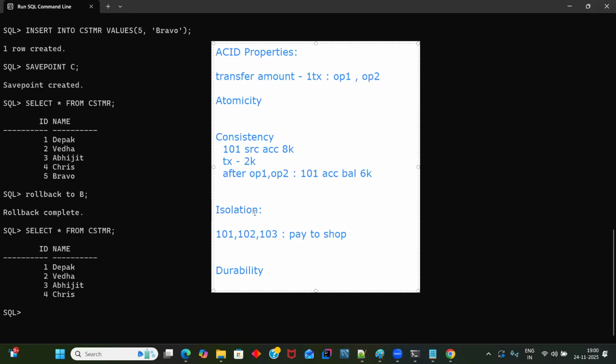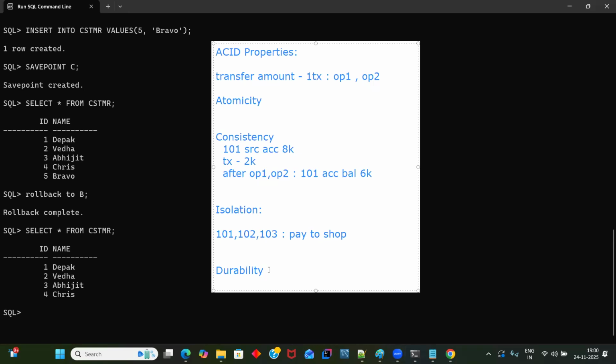Make sense? Guys, make sense? What is this? Isolation. I know you are learning it theoretically, but practically, definitely you will learn it when you start writing code in JDBC. Then definitely you'll come to know.